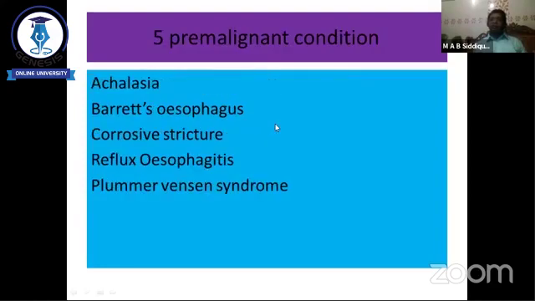So what are the pre-malignant conditions? These are conditions that may turn to malignancy if untreated for a long time. The question may be, name five pre-malignant conditions: achalasia cardia, Barrett's esophagus, corrosive stricture, reflux esophagitis, and Plummer-Vinson syndrome. These are the five pre-malignant conditions that may turn to malignancy if untreated.